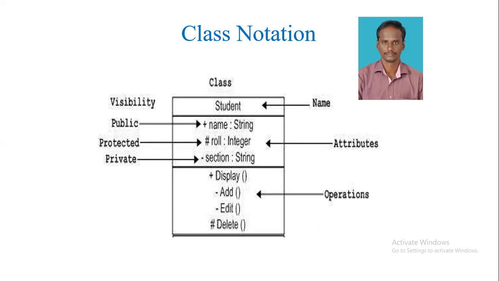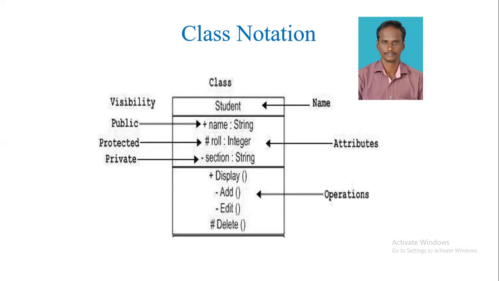The class notation for the class diagram is a rectangle, and the rectangle is divided into three parts. The first part is the name of the class. The second part is the attributes of the class or properties of the class. The third one is the behavior of the class or methods or operations of the class. For example, here they have taken an example of student. The class name is student and the student has a set of attributes: name, roll number and section. And it has the operations called display student, add student, edit student and delete student.